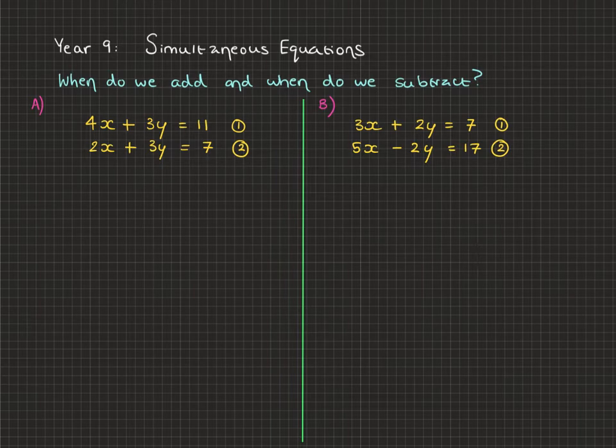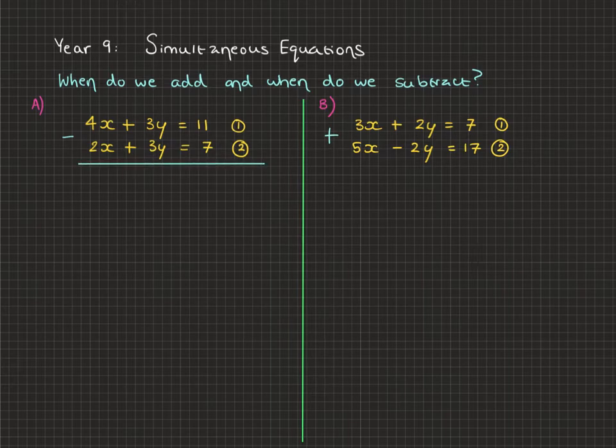Now, what you will hopefully see is that in the set of questions on the left-hand side, set A, you have to subtract the pair of equations in order to eliminate the variable. In the pair on the right-hand side, pair B, you have to add the pair of equations in order to eliminate the variable. Let's take a look at the pair on the left-hand side.